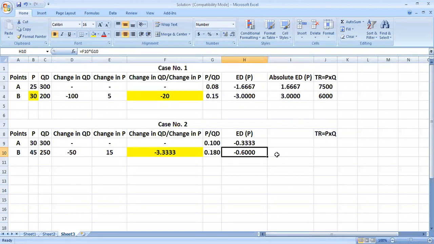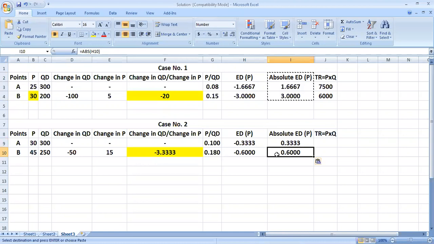Okay, so elasticity of demand at point A is minus 0.3333, and at point B it is minus 0.6000. So let's take the absolute value of elasticity of demand. So you could see that the absolute value for minus 0.3333 is positive 0.3333, and positive 0.6000 for minus 0.6000.